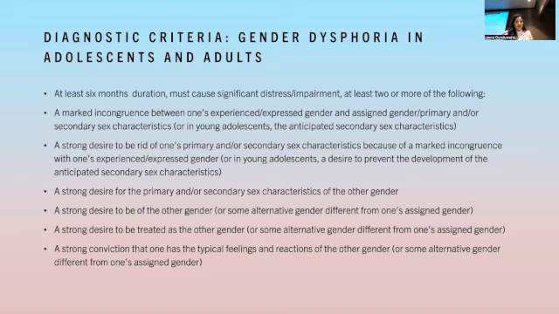So they have to have a marked incongruence between one's experienced and assigned genders, a strong desire to be rid of one's primary and or secondary sexual characteristics because of this incongruence, strong desire for the characteristics of the other gender, strong desire to be the other gender, strong desire to be treated as the other gender, and a strong conviction that one has the typical feelings and reactions of the other gender or some other gender different from your assigned gender.